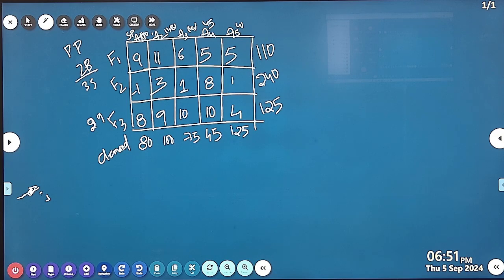Did everyone get the same values? Yes, ma'am. Clear? Doubt? 11 is also like that only. What's the shipping cost in A2? It is 9, right? So 28 plus 9 minus 48. That's why I'm telling you to write with pencil here.